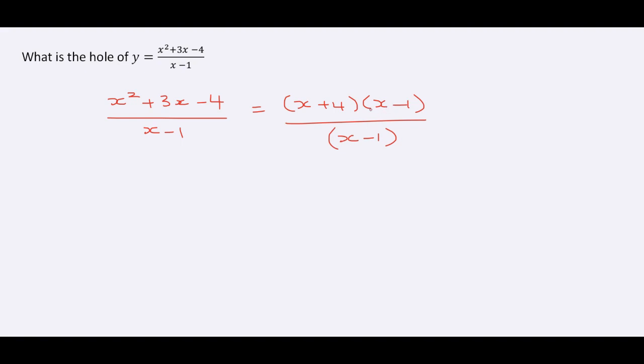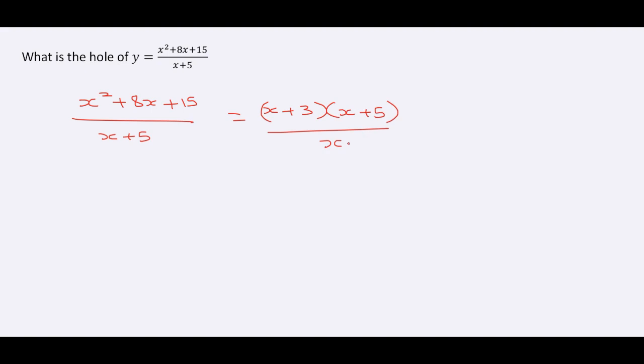So normally if you're just trying to simplify a function, you would cross this out. So these are your common factors in your numerator and denominator. So what we're going to do now is find the 0 of that common factor. So x minus 1 equal to 0. We add 1 to both sides. x equal to 1. So what this is telling us is that at the point where x equal to 1, we have a hole of the rational function.